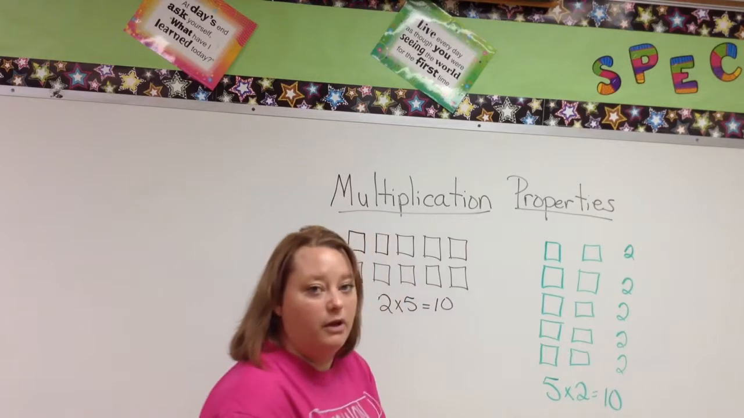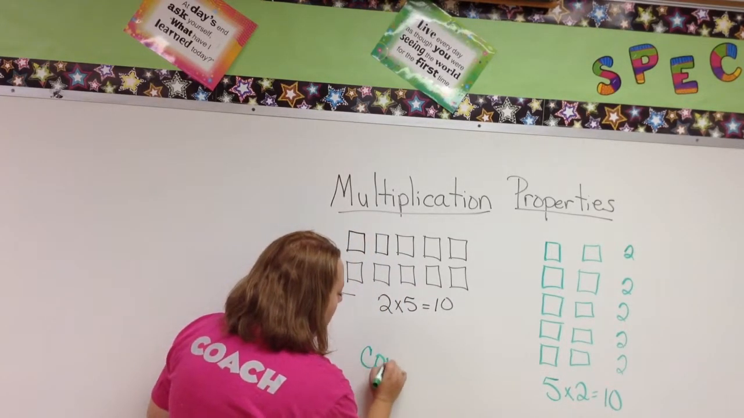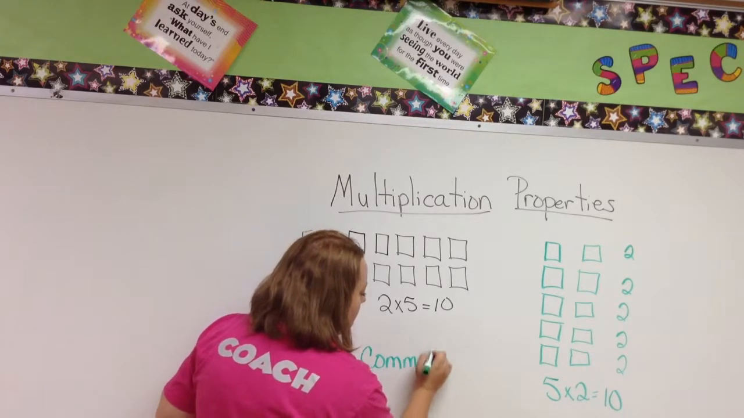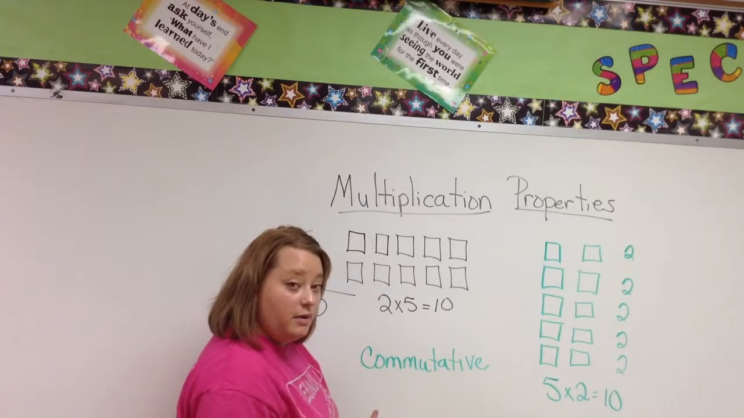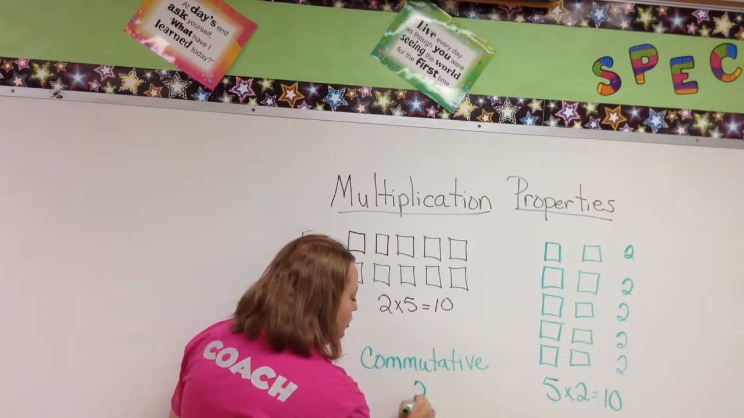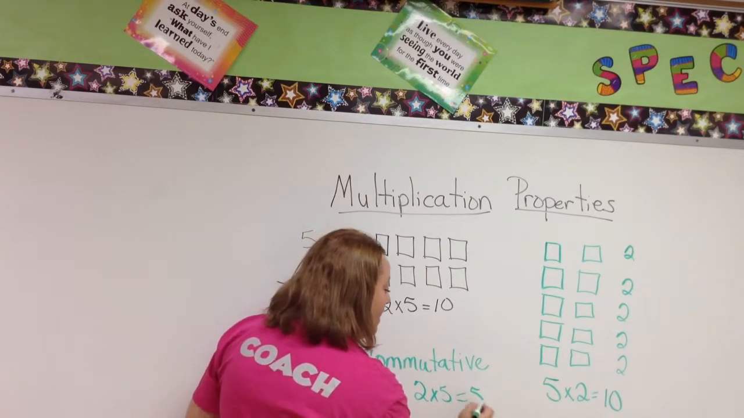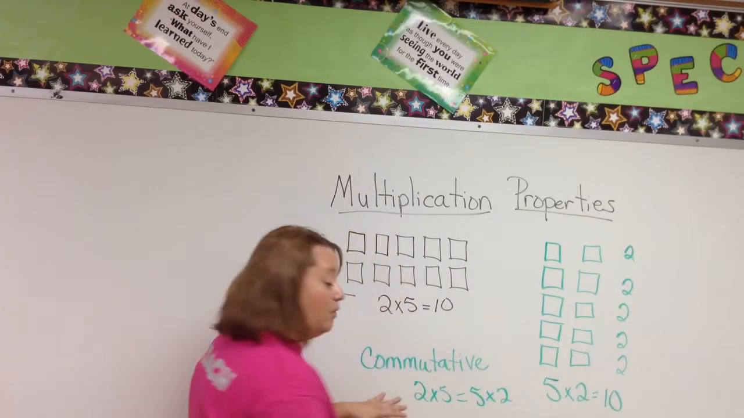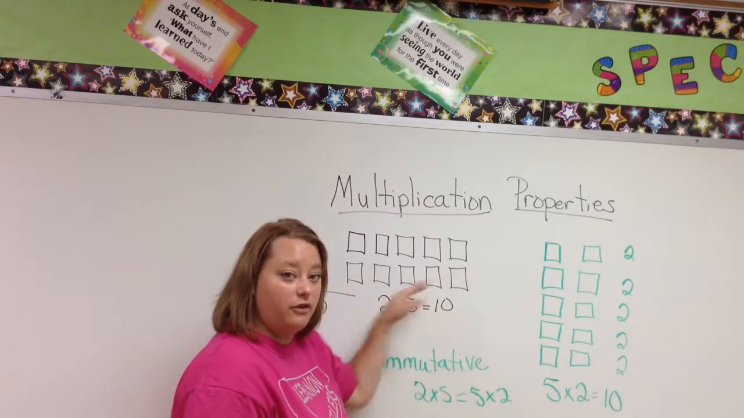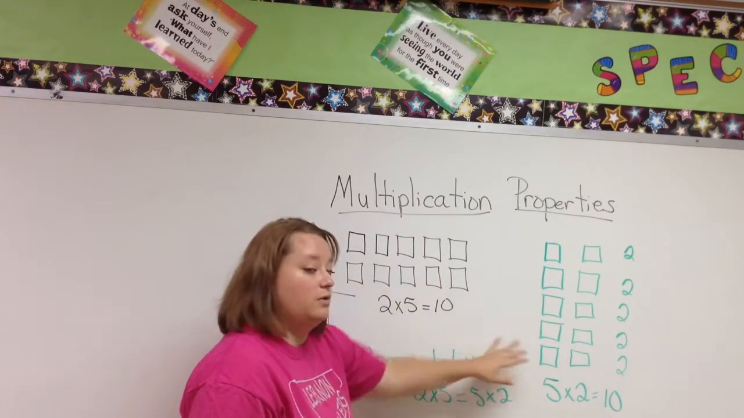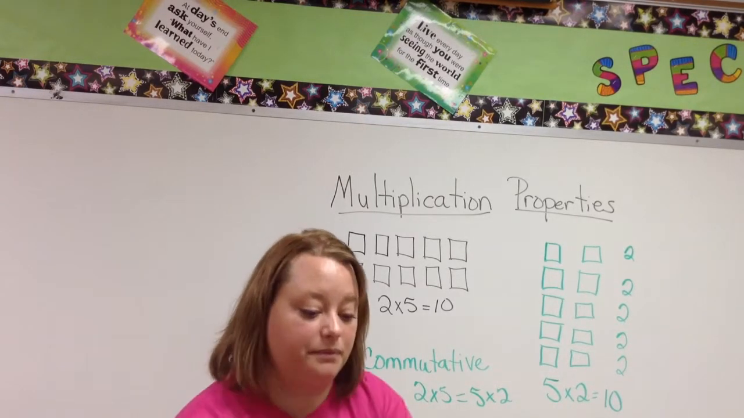This is the first multiplication property that we are going to talk about today, which is called the commutative property. Basically what that says is that 2 times 5 is the same thing as 5 times 2. We end up with the same product. My pictures may look different, but I still have 10 squares either way. That is the commutative property.